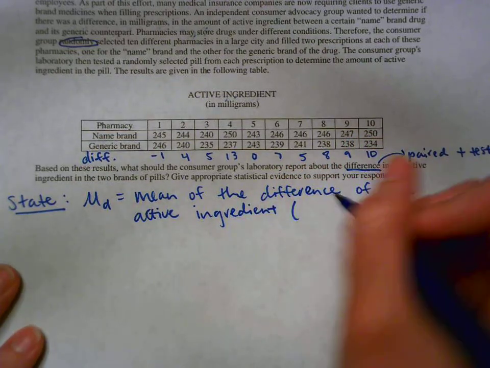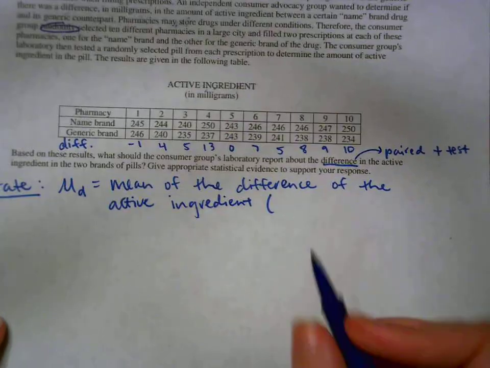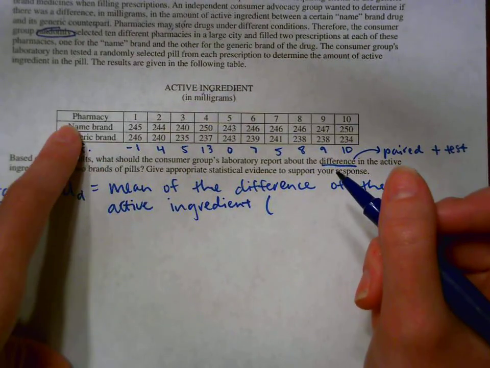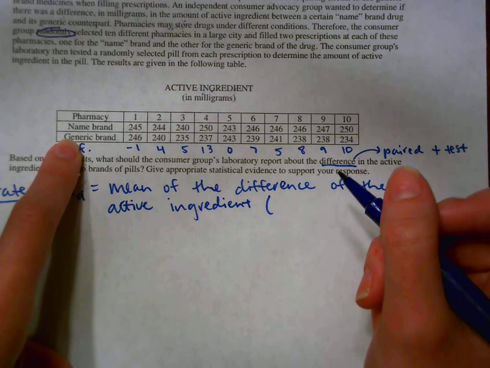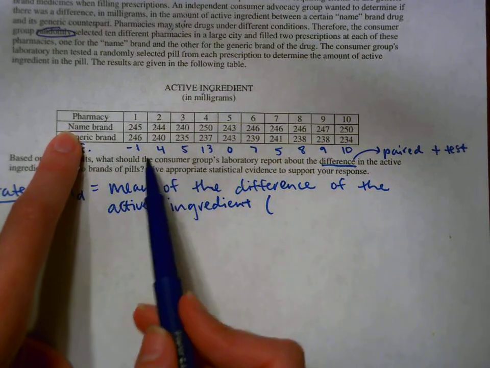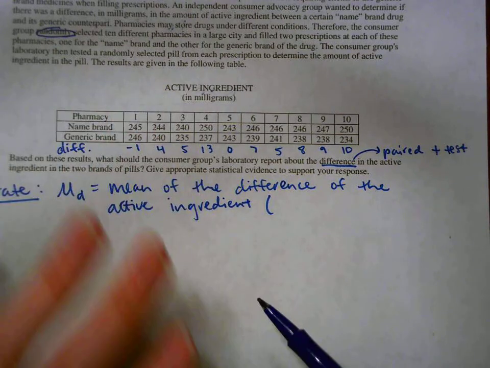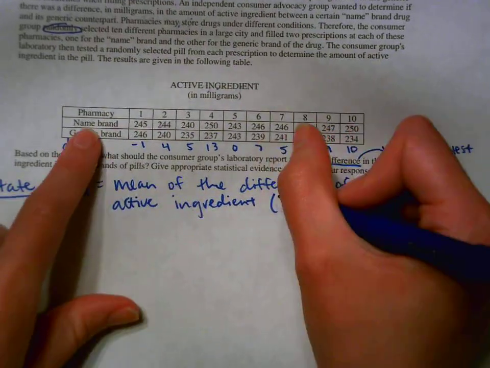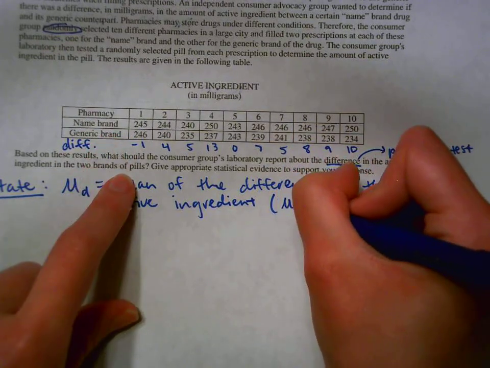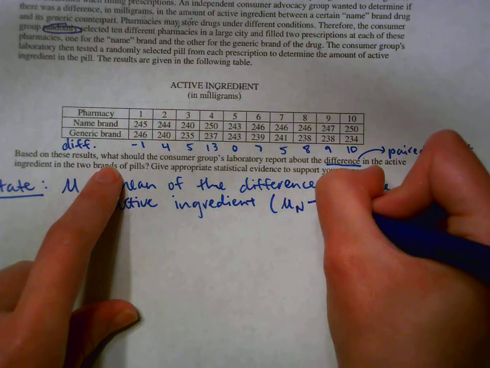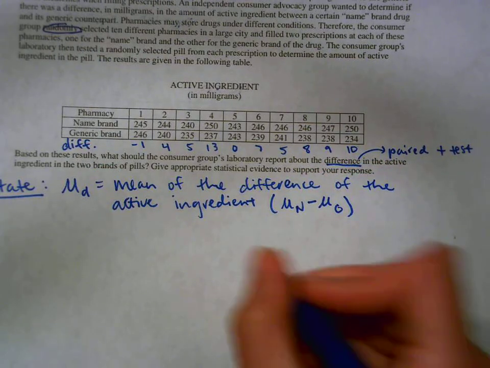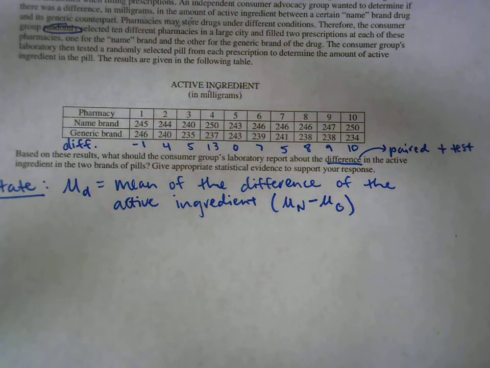You can either write it out in words when subtracting, or just make sure you define what order you did your difference, because you don't have to do name minus generic, but if you did generic minus name, that would switch these signs, which would be fine, but everything's going to look opposite in the problem. So tell them what you did. We're doing the mean of the name minus the mean of the generic. And we can just leave it at that.